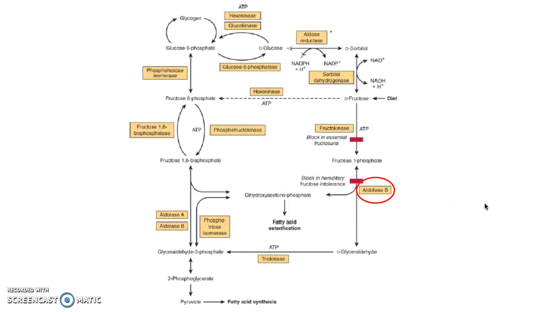Aldolase B, shown over here, plays an important role in the liver's fructose metabolism by cleaving fructose 1-phosphate to D-glyceraldehyde and dihydroxyacetone phosphate. When absent, the symptoms that result are very similar to the symptoms observed in the case. This includes severe hypoglycemia, lethargy, and an enlarged liver.